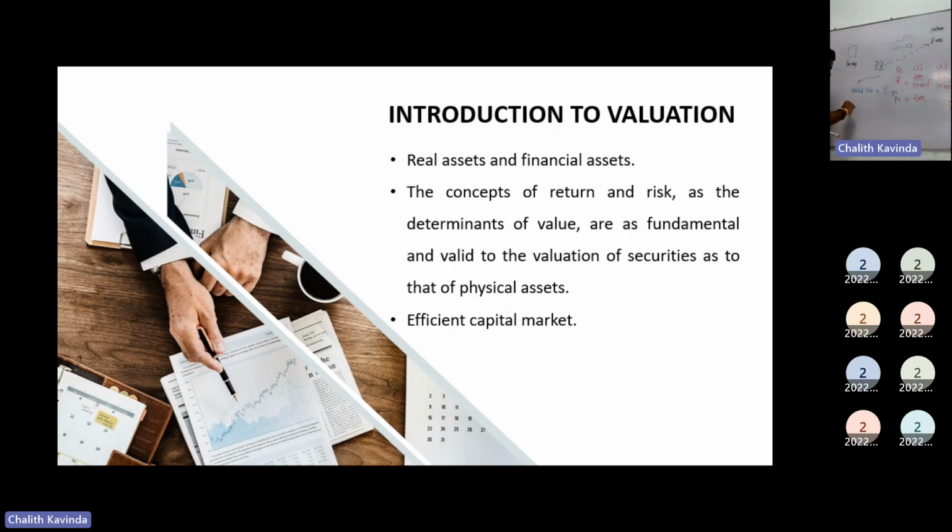So we can say value of an asset is equal to the present value of its expected cash flows, right? Value of an asset is equal to the present value of its expected cash flows. Clearly get this meaning.